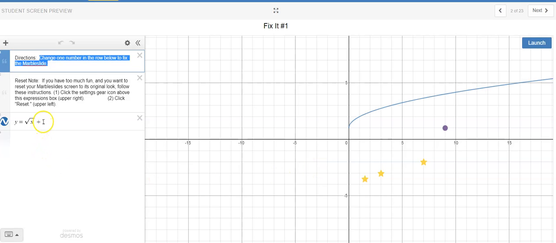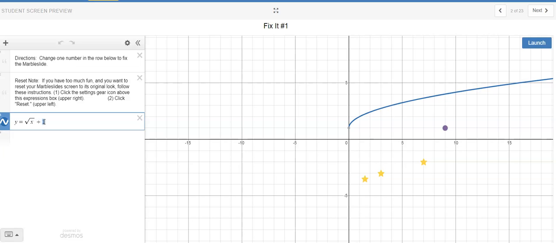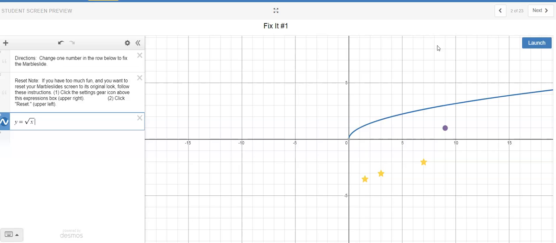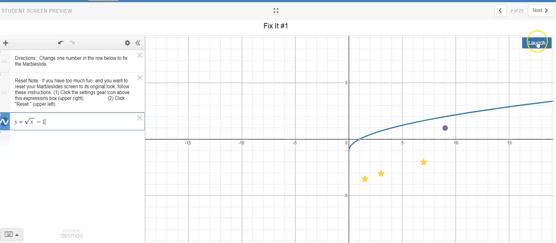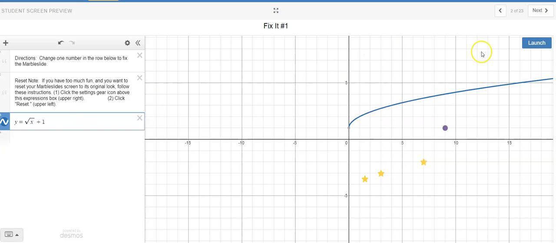I currently have it as a +1. So maybe I do a +6. If you noticed, the marble slide went up. So maybe it shouldn't be +1, maybe it should be -1. Your job is that when you hit launch, the marbles take out all of your stars. So in this particular slide, you're just changing one number.